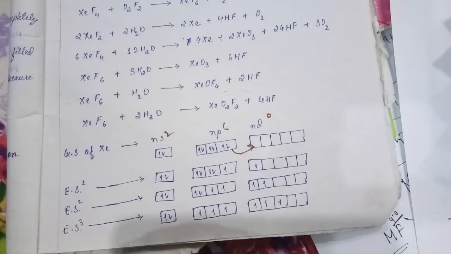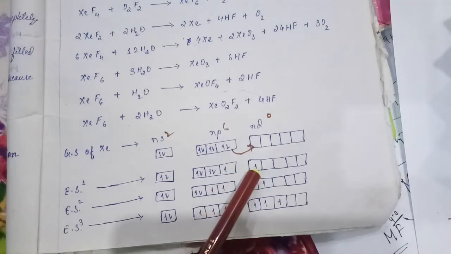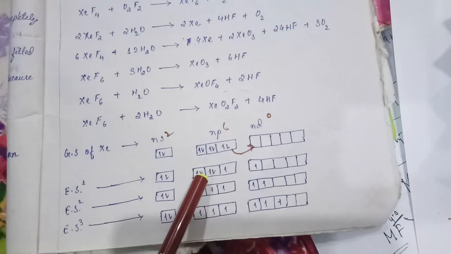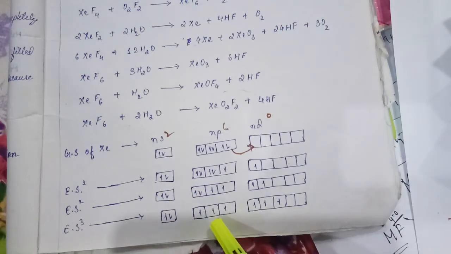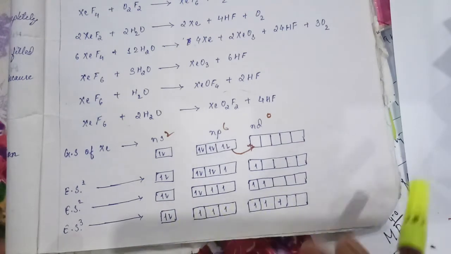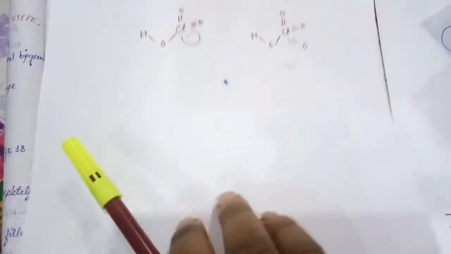So 1, 2, 3 electrons can be promoted to a higher shell. So it can form 2 bonds, 4 bonds, or 6 bonds. If it forms 2 bonds, it has 1 unpaired electron, 2 unpaired electrons, 3 unpaired electrons. If it forms 4 bonds, it has 2 unpaired electrons. If it forms 6 bonds, then it has 1 unpaired electron. So by knowledge of that, we are going to draw the structures of several xenon compounds.